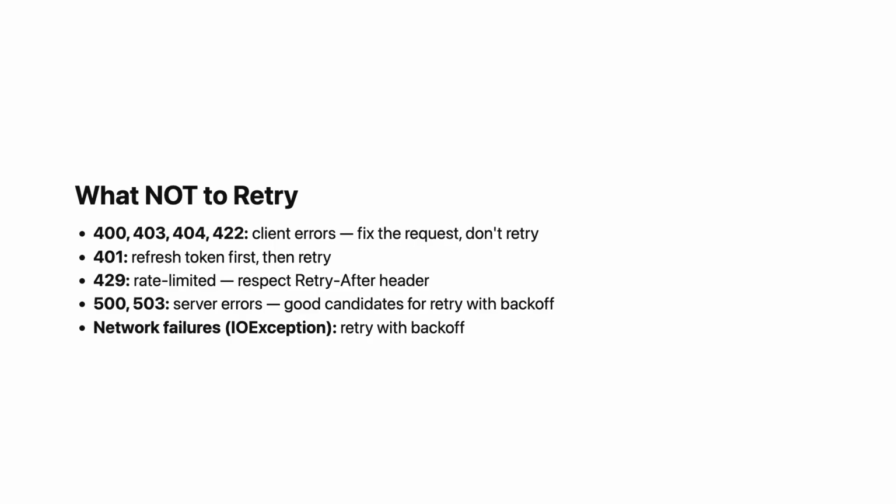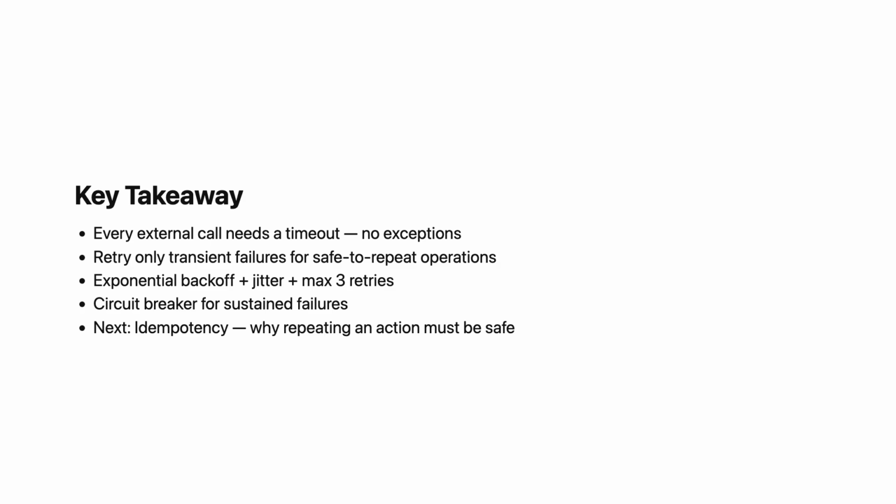HTTP 422 unprocessable entity. The request data is invalid. Fix the data. Do not retry. HTTP 429 too many requests. You are being rate limited. Retry, but respect the Retry-After header. HTTP 500 and 503 server error. These are good candidates for retry with backoff. The general rule: retry 5xx errors and network failures. Do not retry 4xx errors except for 429 with the Retry-After header and 401 with token refresh.